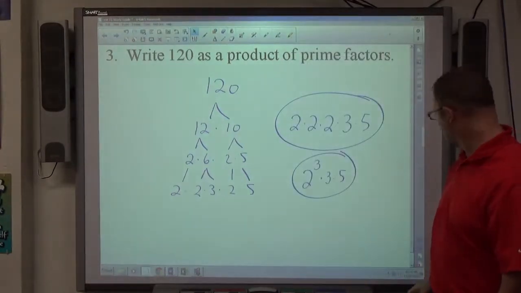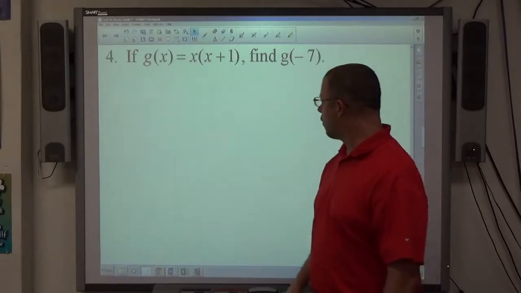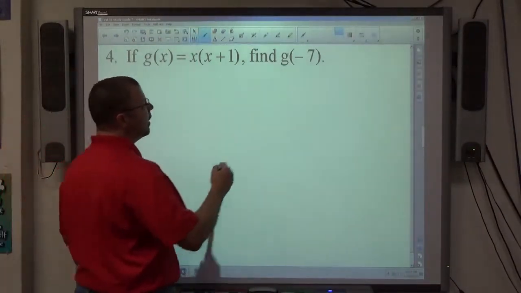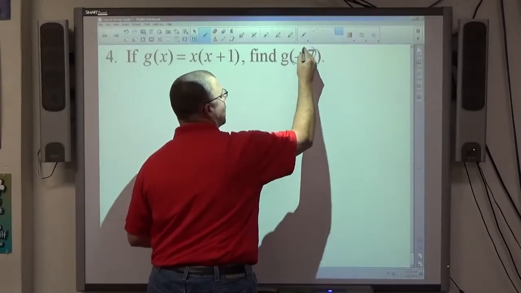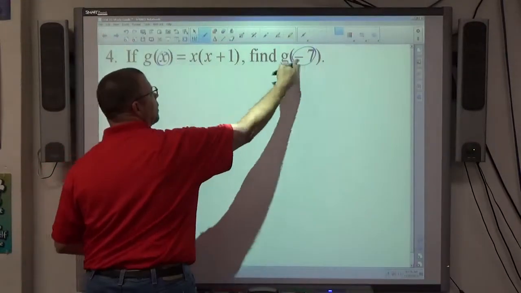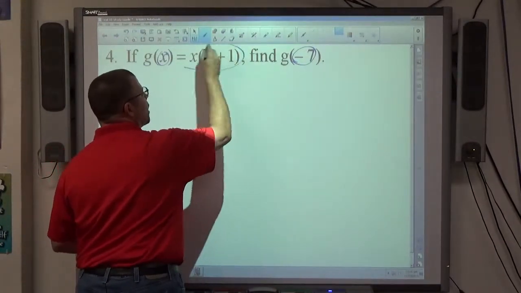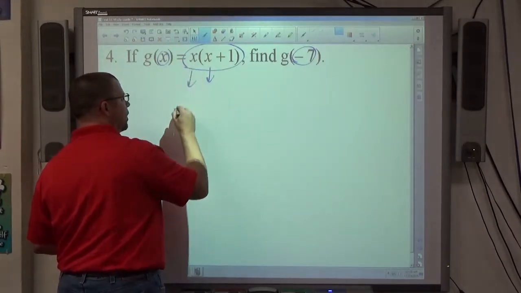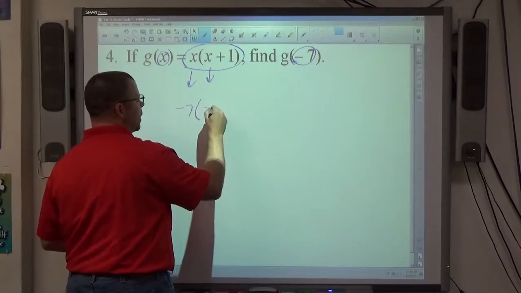That's a self-checking problem. Number 4, g of x equals x times parentheses x plus 1. Find g of negative 7. So what they're doing is replacing x with negative 7. So I take this expression and change the x's to negative 7s. So this x becomes negative 7. This x becomes negative 7.